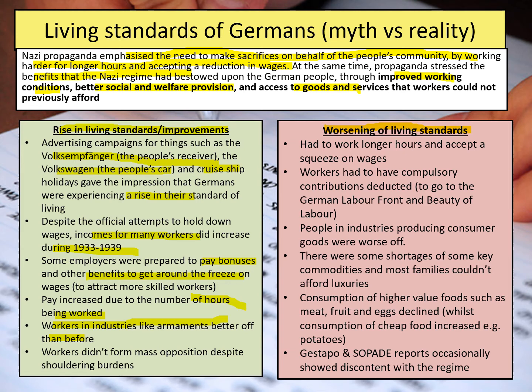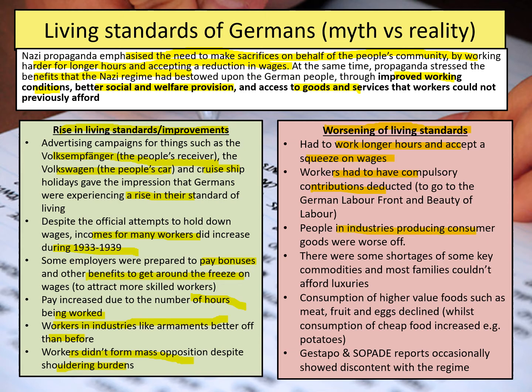And generally, if we think about the rise of living standards, even though they had dealt with some problems that we'll go through in a second, actually the workers didn't form mass opposition, despite the fact they had to shoulder these burdens. So let's now think about the worsening of living standards. You could think about the fact that they had to work for longer hours and accept a squeeze on wages. Workers also had to give some of their money to compulsory contribution pots for the Beauty of Labour and the German Labour Front, the DAF.